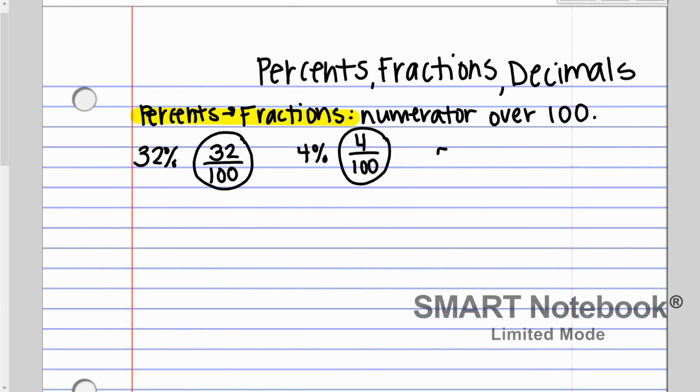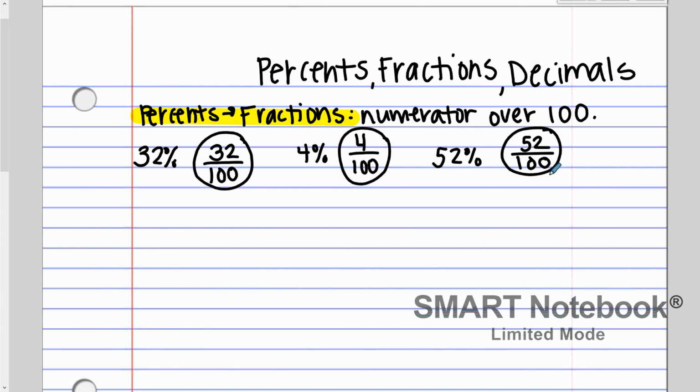The third example, 52%. Try this one on your own. I'll give you a minute. Write that as a fraction. For these fractions, we don't need to simplify them, so we just leave them. Here we'd have 52 over 100. So we're starting off easy. That's how you write a percent as a fraction.